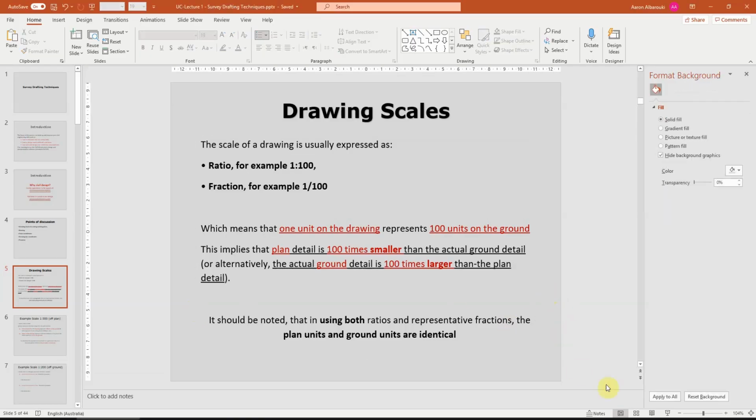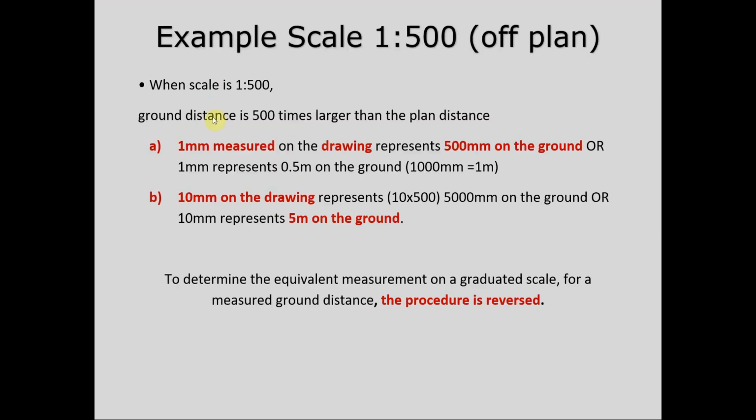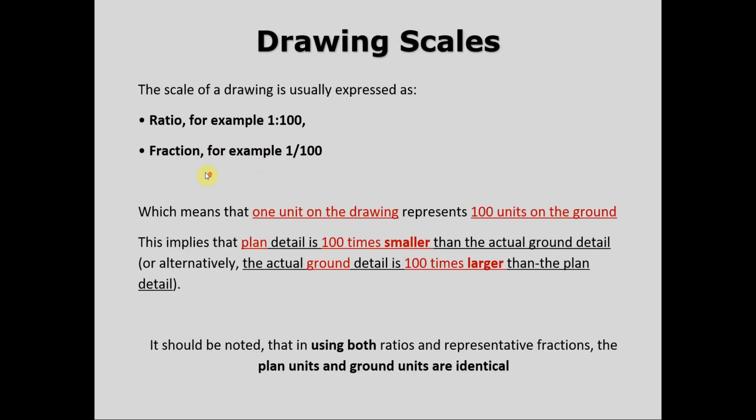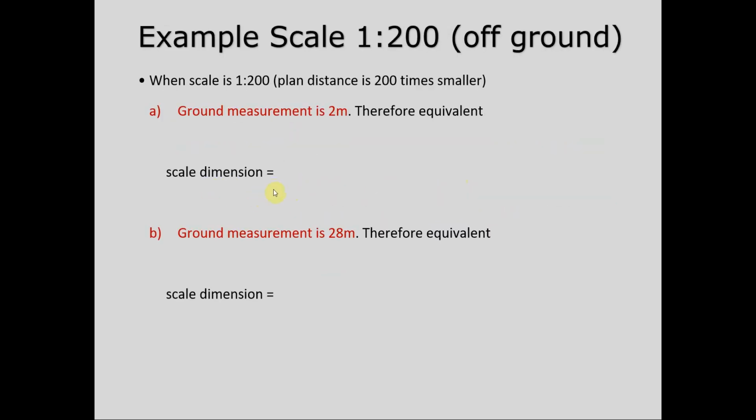Going back here, we agreed the scale will either be specified on the plan in text form like this, or in a bar scale form. Now let's get into how to work with scales. When we say 1 to 100, that means, as we agreed, 1 unit on the drawing represents 100 units on the ground. I've got two examples here.